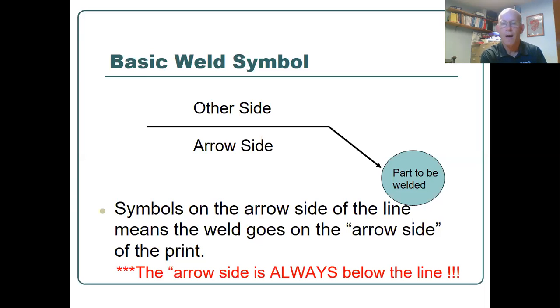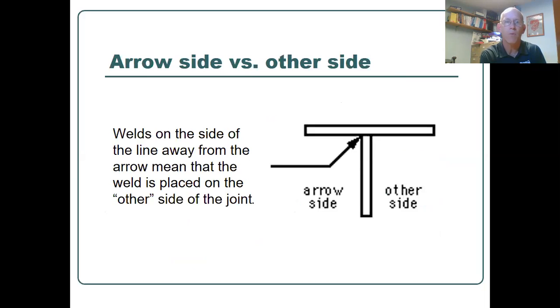So again, this is worth putting down, and I don't think it's there in your notes, but I would definitely say you need to know the arrow side is always below the line, because sometimes that arrow can point up. It can point up and to the left, up and to the right, but the arrow side is always considered to be below the line, according to AWS standards and anybody that I've dealt with.